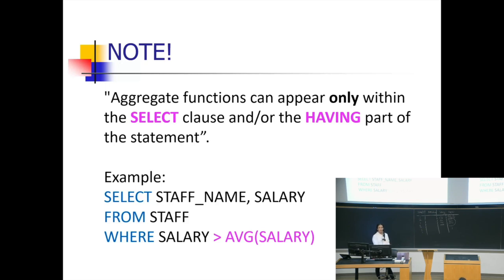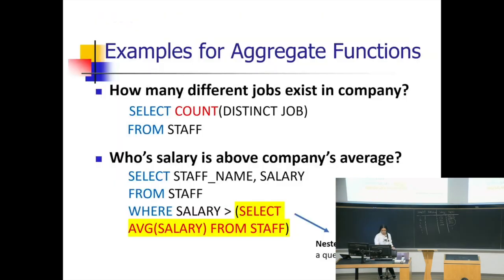And just a note on aggregate functions. Aggregate functions can appear only within the select clause and or having part of the statement. This is important because you cannot use aggregate functions, for example, in the where clause. That's why in the example, when I asked you, for example, whose salary is above the company's average, can you write select staff name, salary from staff where salary is greater than average salary? Instead of writing this nested query, can we write where salary is simply greater than average salary?